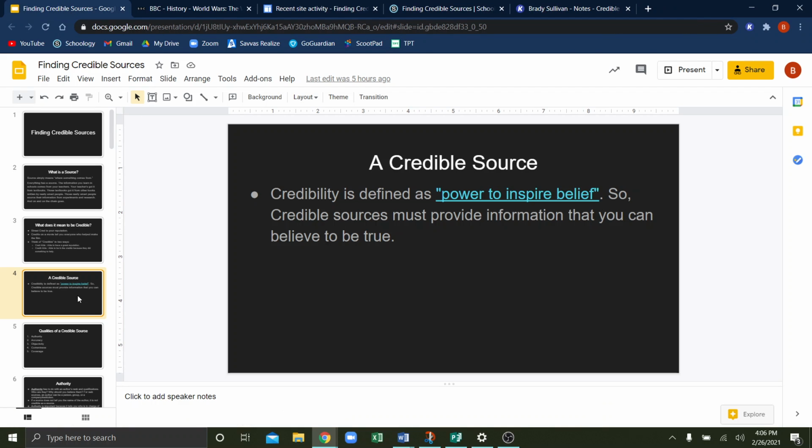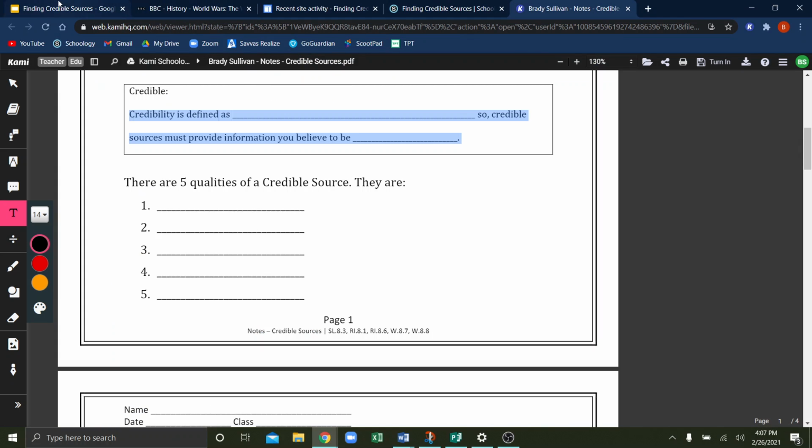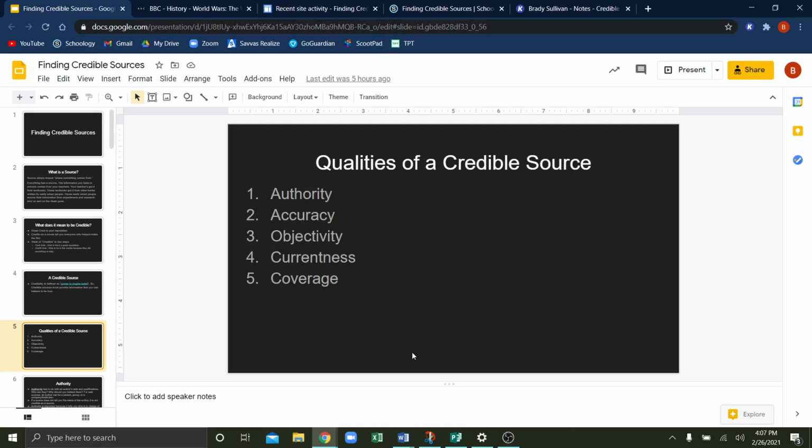There are 5 different qualities that make a source credible, believable, with a good reputation, able to be used. Here are those 5 qualities. Pause to write them down on your paper there. Authority, accuracy, objectivity, currentness, and coverage.